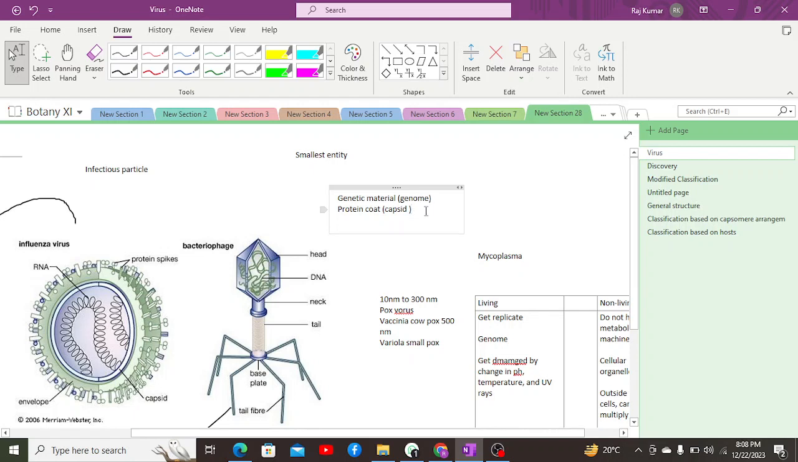The virus collectively can be called a nucleocapsid or nucleoprotein. Why can it be called a nucleoprotein? Because it is made up of nucleic acid and capsid protein. So it can be named a nucleocapsid.